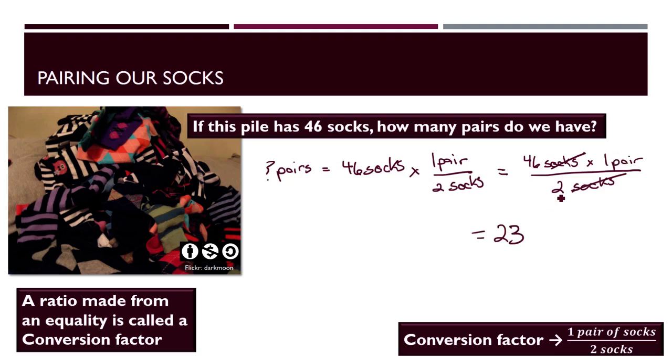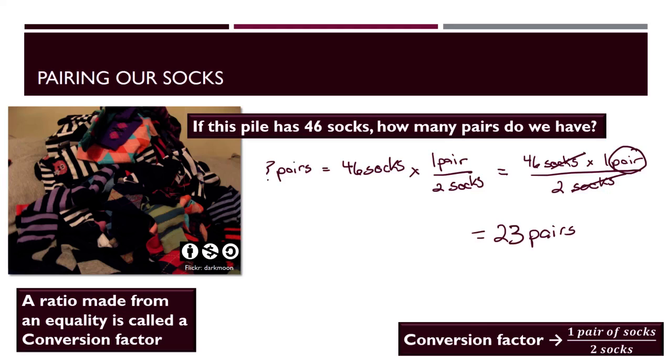46 times 1 divided by 2, and then the only unit that's remaining is pairs, okay? So how many pairs are there in 46 socks? Well, there's 23 pairs, okay? So look at this. In dimensional analysis, the goal is to cancel out the units that you don't want and end up with the units that you do want.